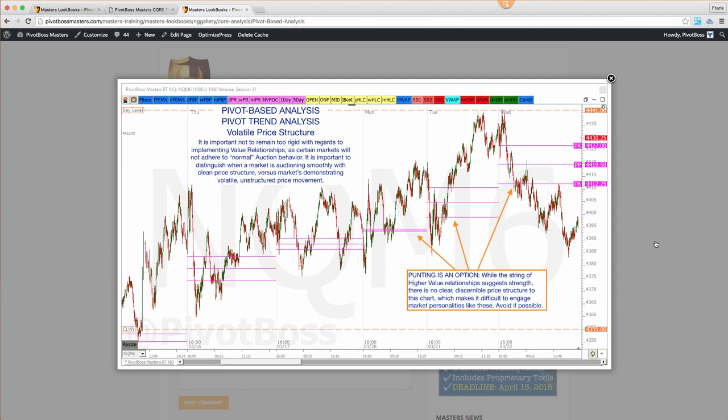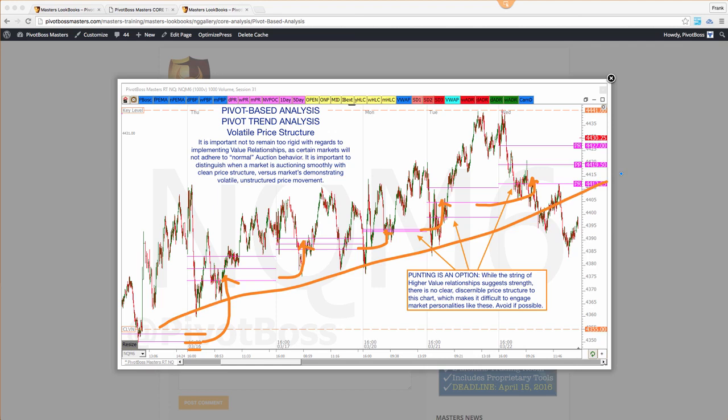And in this case, we have a market that's clearly trending higher, and that's the expectation. Here's higher value from here up, higher value, higher value, higher value, right? Higher value day over day, and yet there's no clear, discernible price structure to this chart that you could trade. And if there's no clear, discernible price structure to trade a chart, it makes it very difficult to engage this particular chart and this particular market personality.